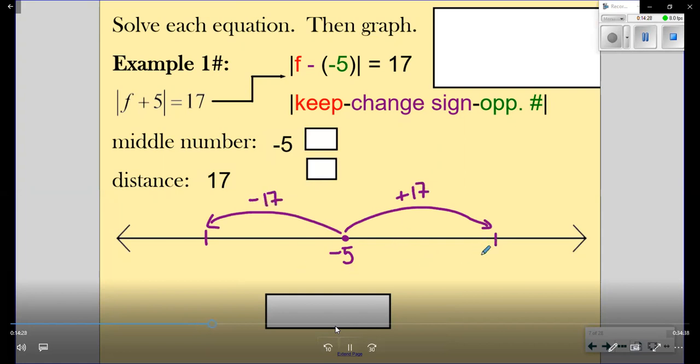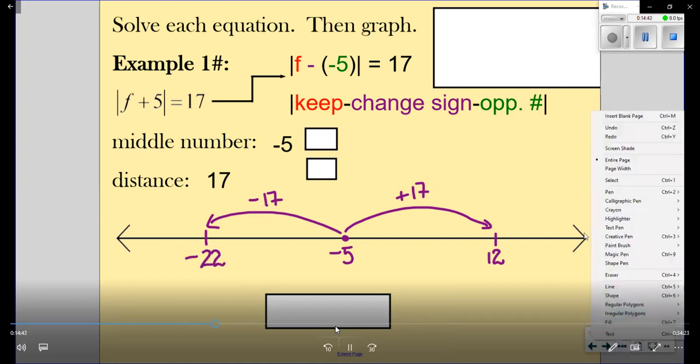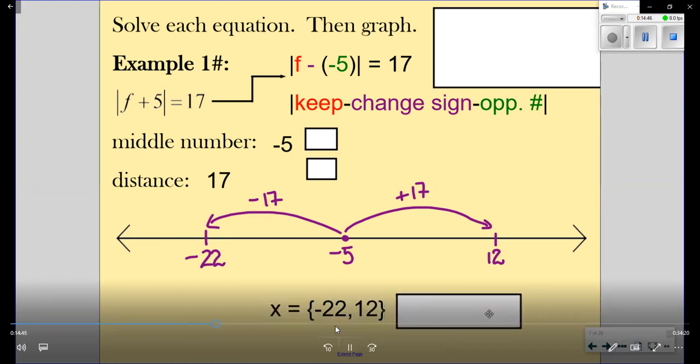So when you add that, you should get 12 on this side. And then remember, you're subtracting. So negative 5 minus 17 gives you negative 22. So then your answers will be x equals negative 22 and 12. Don't put parentheses, because remember, parentheses mean you're doing coordinates, and these are not coordinates. These are just numbers that are part of that set that will be the correct numbers for x. So this represents a set, with the bracket.